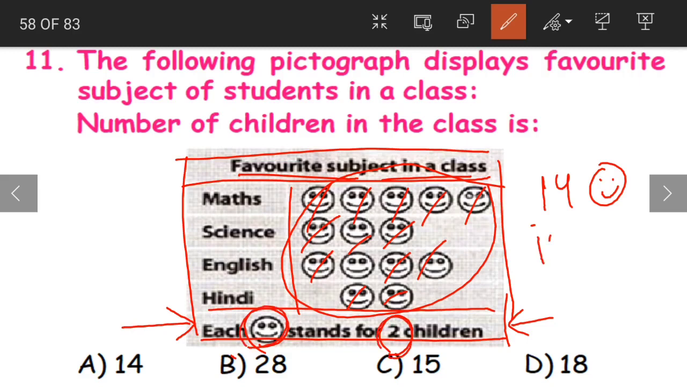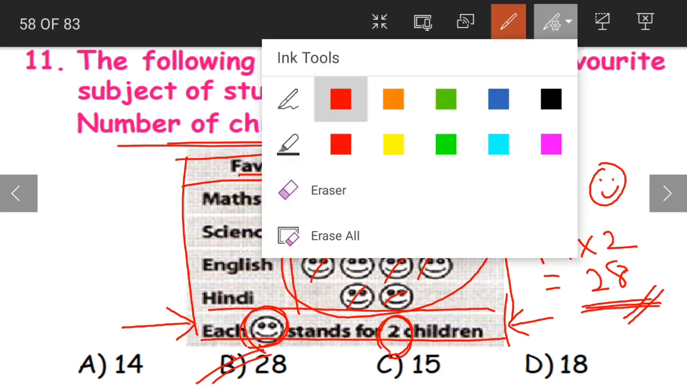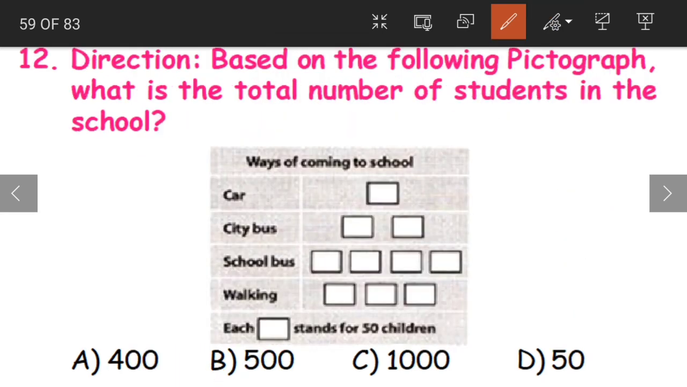Yes, so we have to multiply this 14 by 2. 14 into 2 is equal to 28. So the total number of children in the class is how much children? 28. Option B becomes our correct answer.